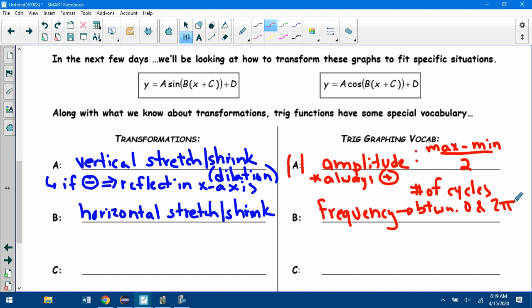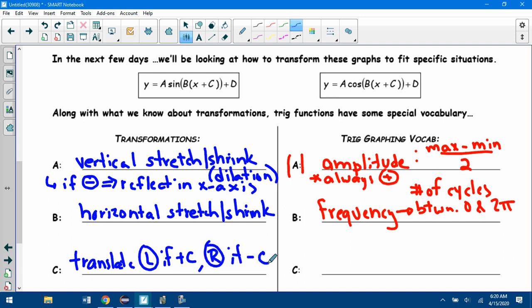Okay, what's C do? Well, when I'm in with the x, I go left and right. And this is the backwards one. If it's plus C, I go left. If it's minus C, I go right. So this is a translate left if plus C and right if minus C. Same exact thing with trig functions. The fancy word they give to it is phase shift. So a phase is like a cycle, so where the cycle shifts to, left or right.